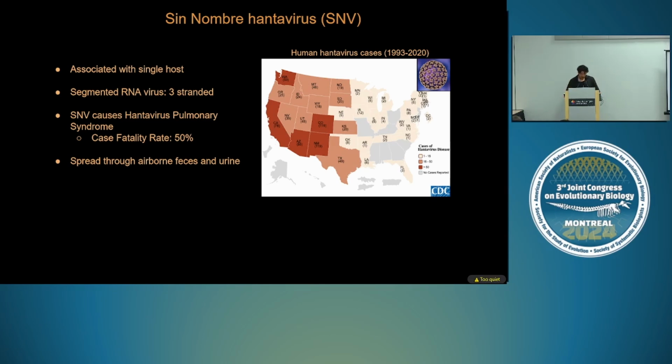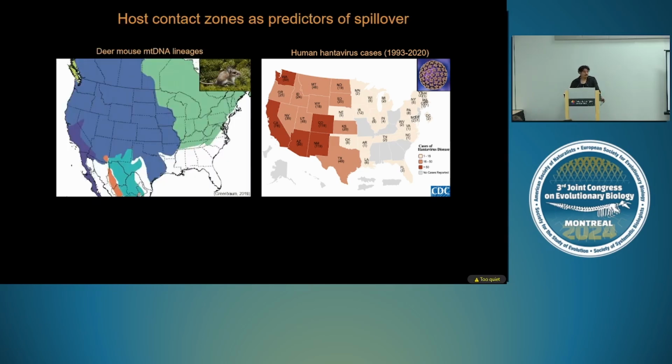And so the way that we have classically gone about understanding spillover in this system is by understanding the reservoir host, the deer mouse, which I'll be referring to as Peromyscus maniculatus with subspecies labels. And so particularly understanding the contact zones between subspecies of the deer mouse, which are shown by those different colors on the left map. The reason being is because it's thought that the contact zones will represent areas of gene flow among the virus, as well as obviously between the host.